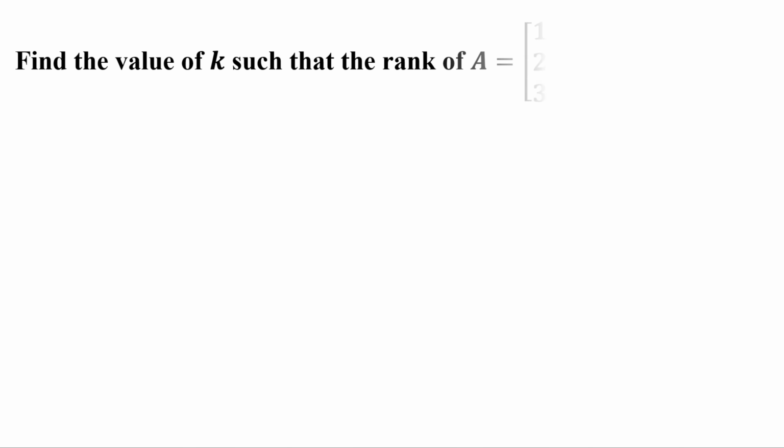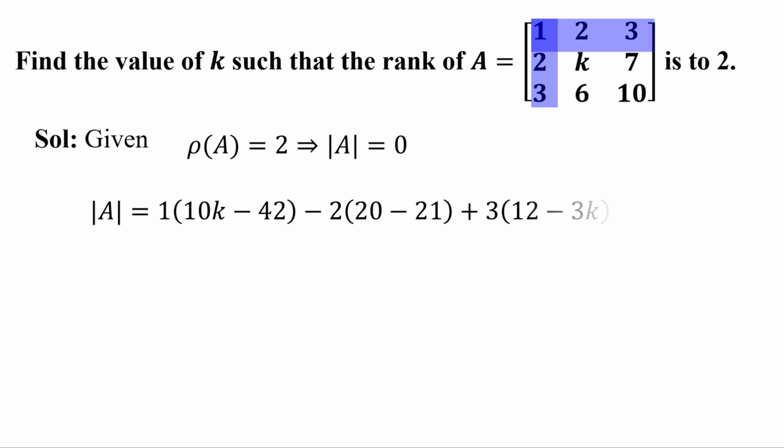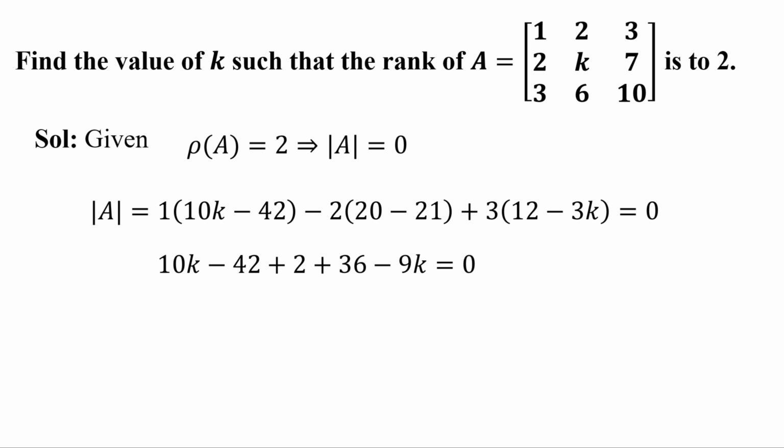The next question says, find the value of K such that the rank of matrix A is 2. Here matrix A is a 3 by 3 square matrix. Rank of matrix A is 2 implies this matrix is a singular matrix. So let's find the determinant of matrix A. For the first element, leave the first row and the first column. You get 10K minus 42, minus 2 into 20 minus 21, plus 3 into 12 minus 3K. Solving this further, we get K minus 4 equal to 0 and K is equal to 4.